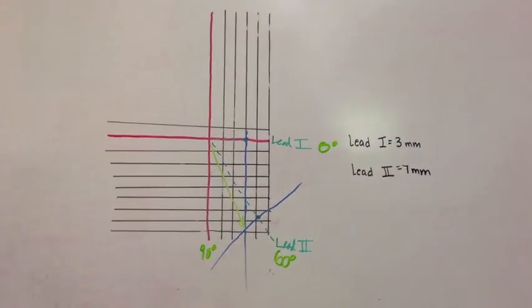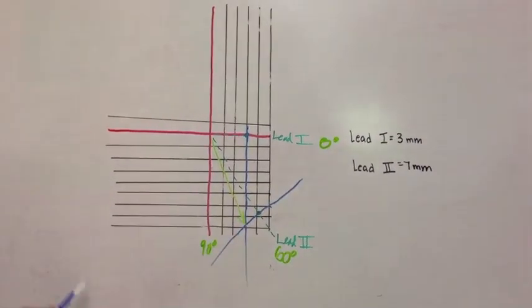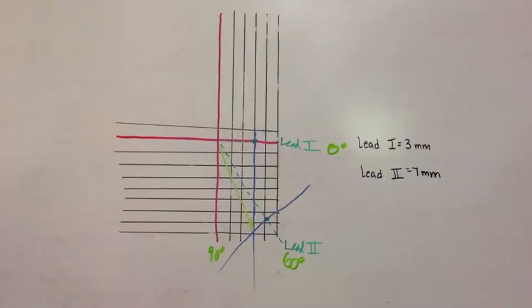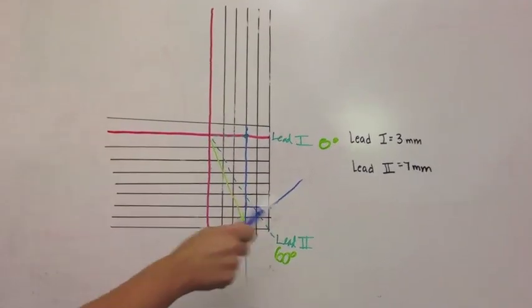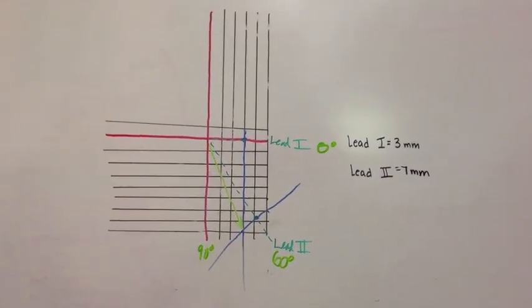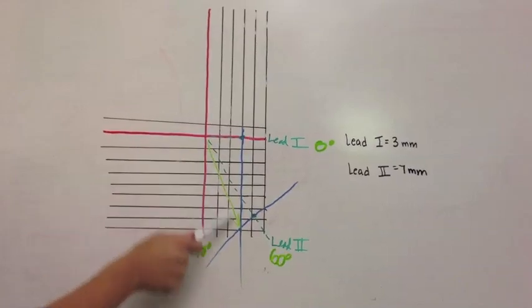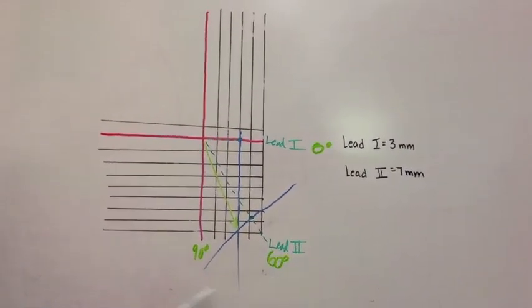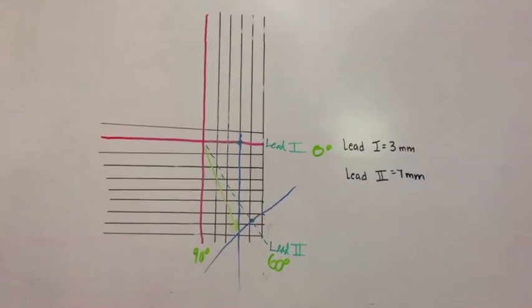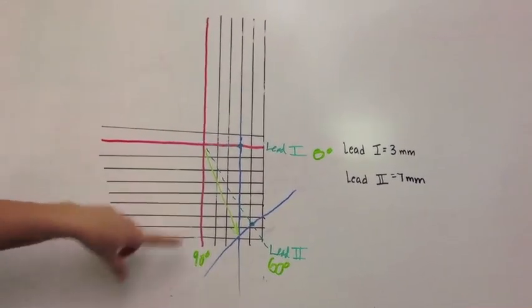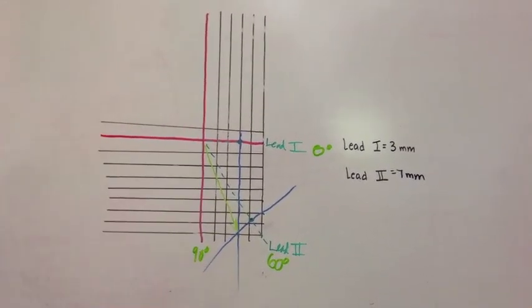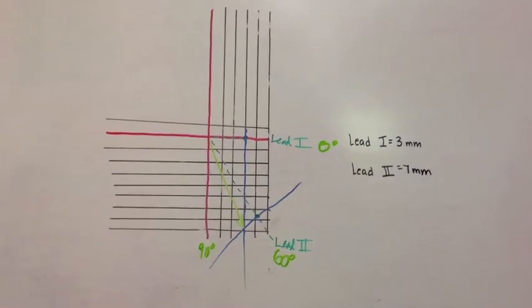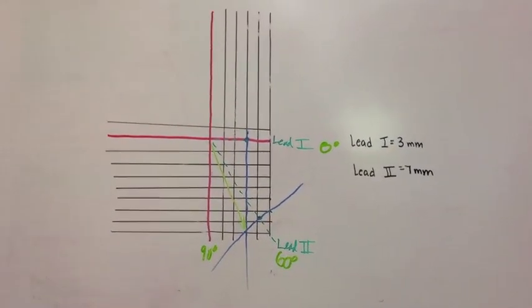Anywhere between 0 and 160 is normal in a dog, and anywhere between 40 and 100 is normal in a cat. As you can see, this arrow is pointing between 60 degrees, which is lead 2, and 90 degrees, so that would be normal. If this arrow was pointing in any other direction, it could lead us to an area of the heart that is having abnormal pathology going on.